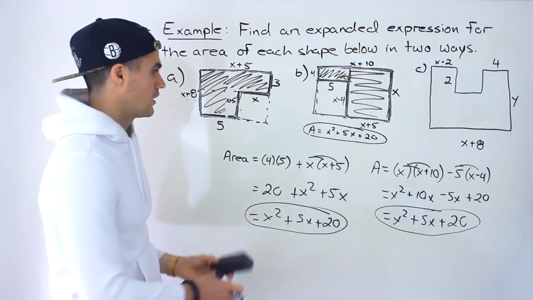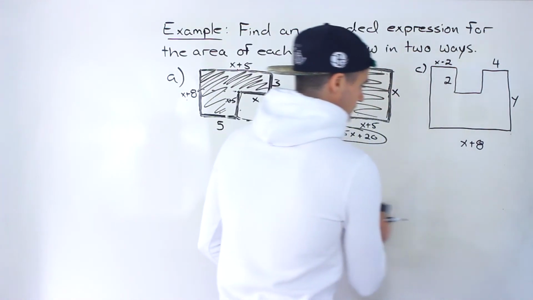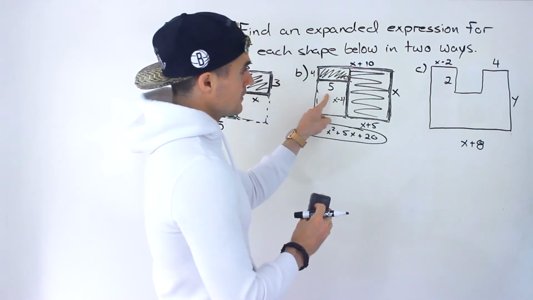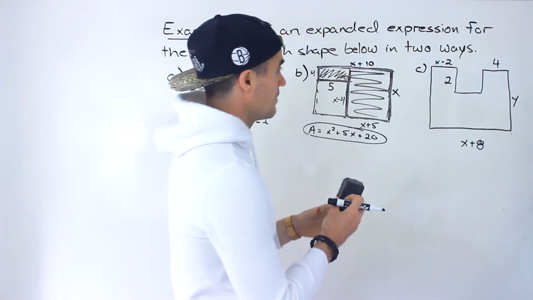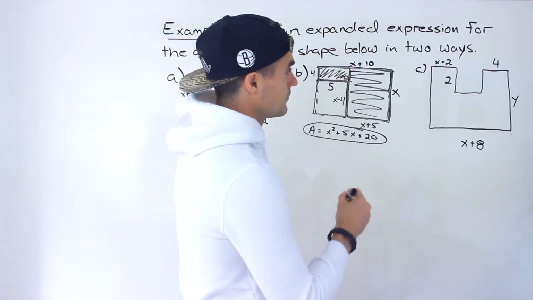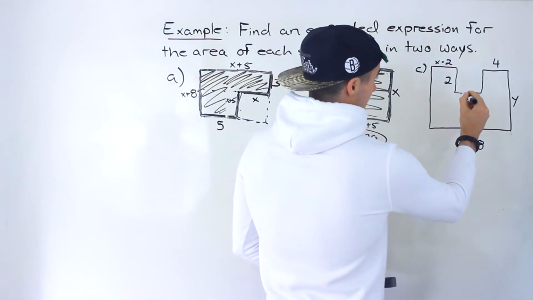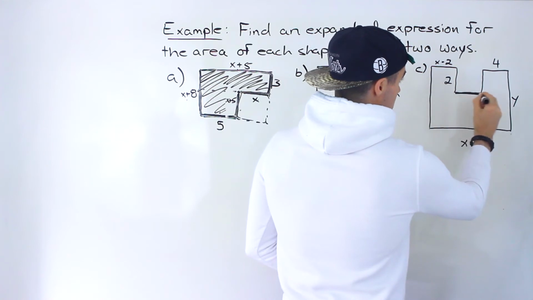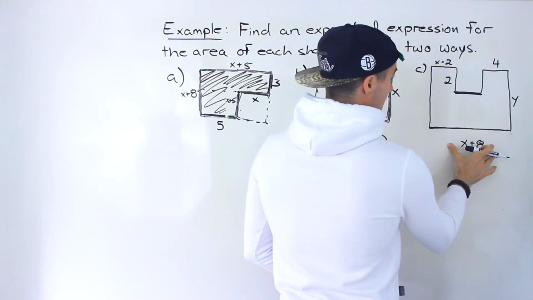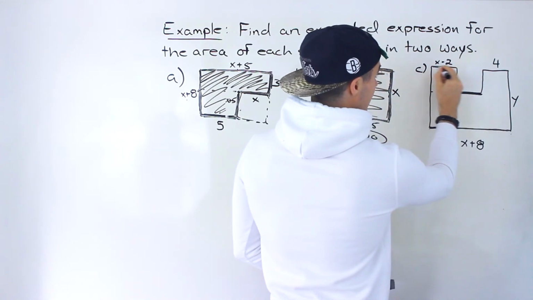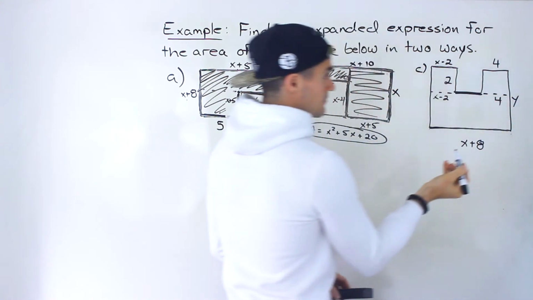And then finally, moving on to part C. So for part C, let's do what we did here, where we find any missing lengths that we don't have. And then we can create our different shapes. So notice that this length over here is missing. So how can we get that length? Well, notice that we're given this total length, which is x plus 8. We're also given this length, x minus 2, which is the same as this. And we're given this length, which is 4, which is the same as that.